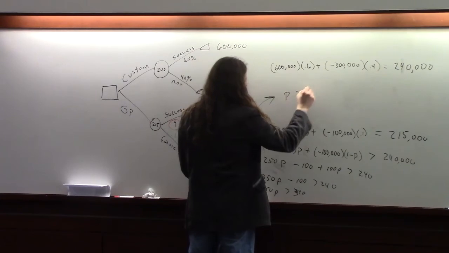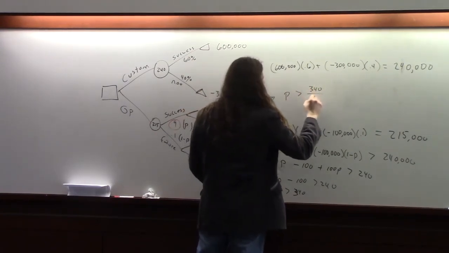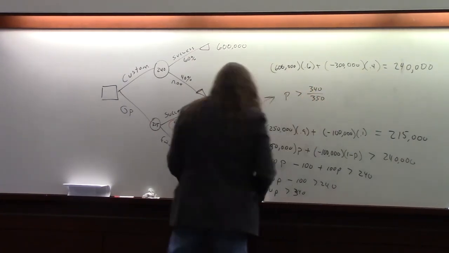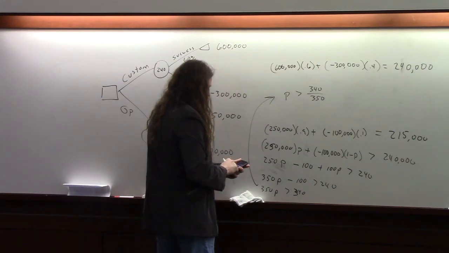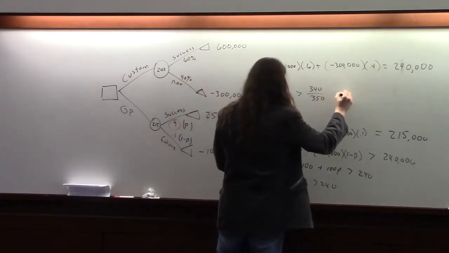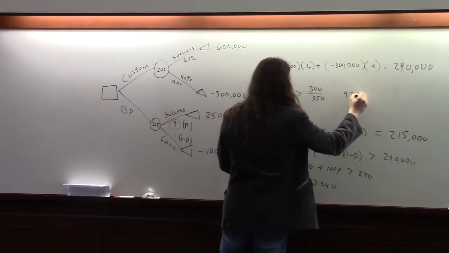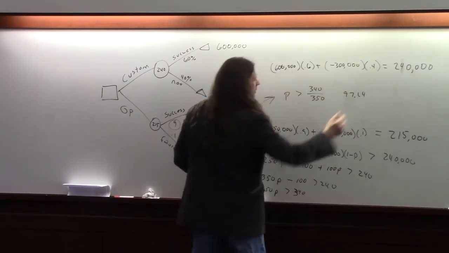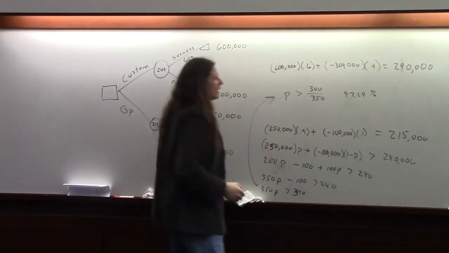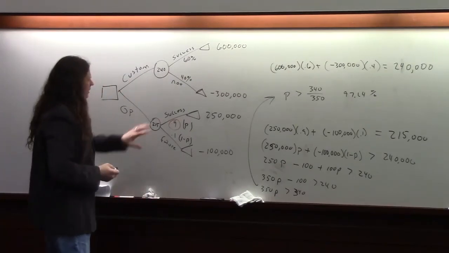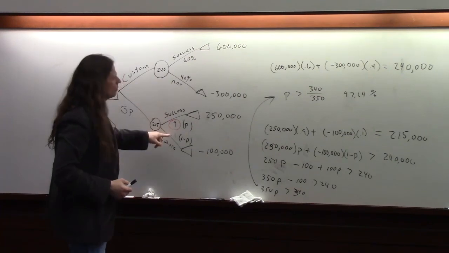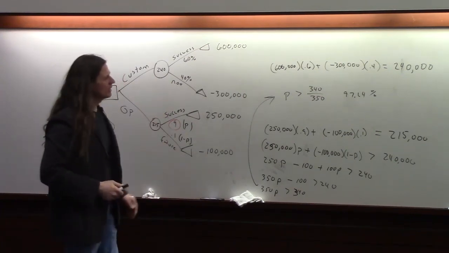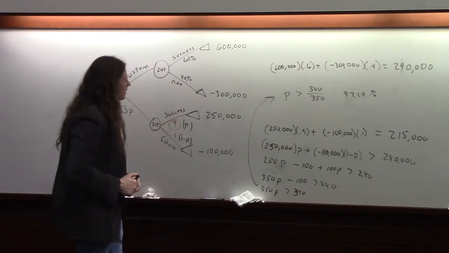So P has got to be greater than 340 divided by 350, which equals 97.14%. So if P is greater than 97.14%, the probability of success of the general purpose mug, you would want to develop that. But if it's any number less than 97%, you would want to develop the custom mug.